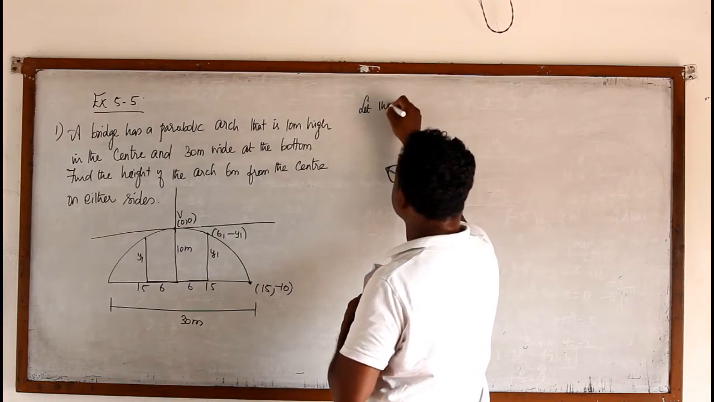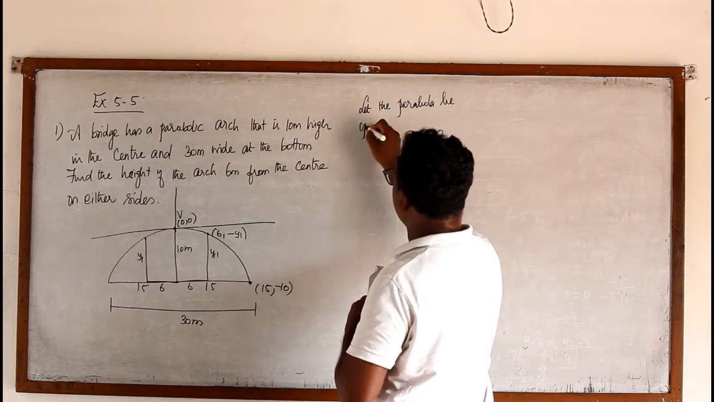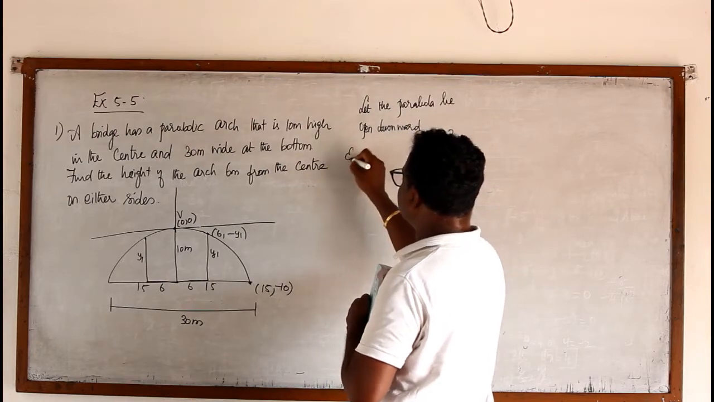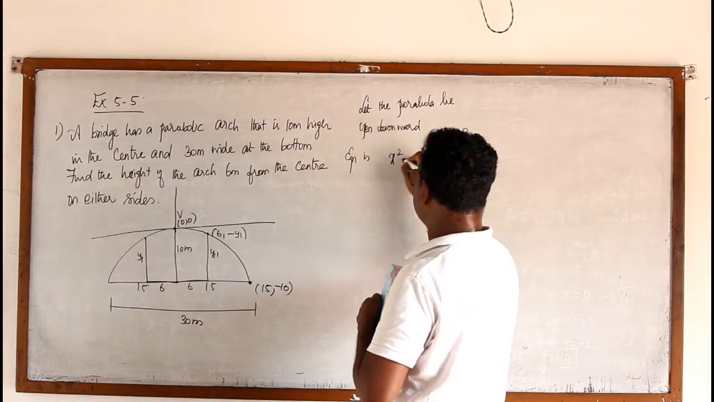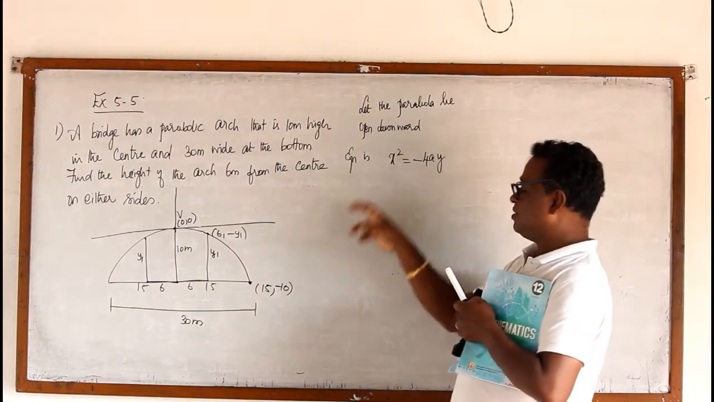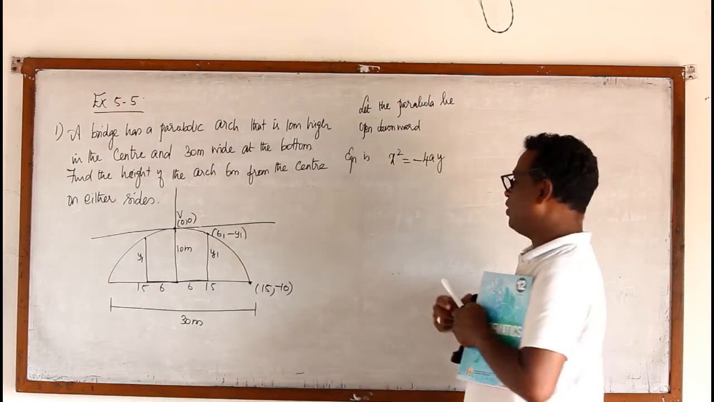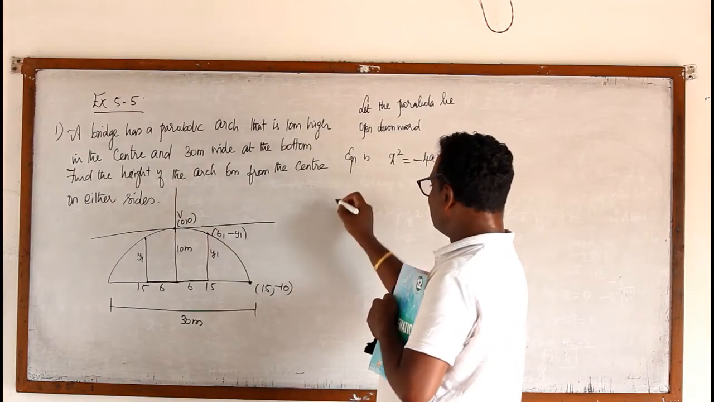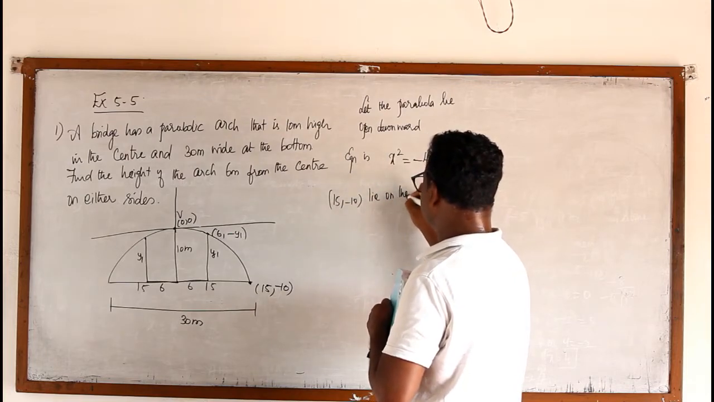Let the parabola be open downward. Then, since the curve is symmetric about the y-axis, its equation is x square, and open downward means minus 4ay. It must start with x square and minus 4ay. Now this is a known point and this is an unknown point. So let me take the known point first. Now (15, minus 10) lies on the curve.